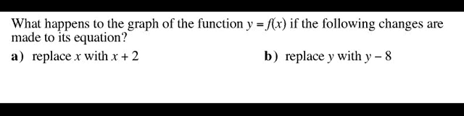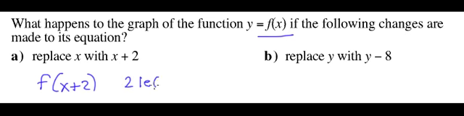Rapid fire transformation questions. I'm going to go through examples 1 to 4, one after the other, because they're all pretty much the same thing. If you have an expression like f of x, and you replace the x with x plus 2, in other words, you have this. This is inside the function, therefore it's horizontal, and it's plus 2, which translates you 2 to the left. So this will produce a translation of 2 units left.